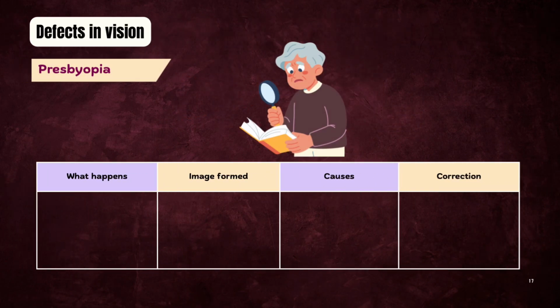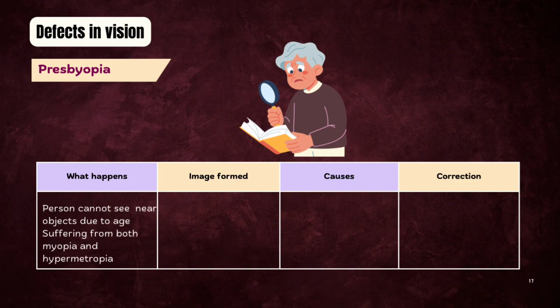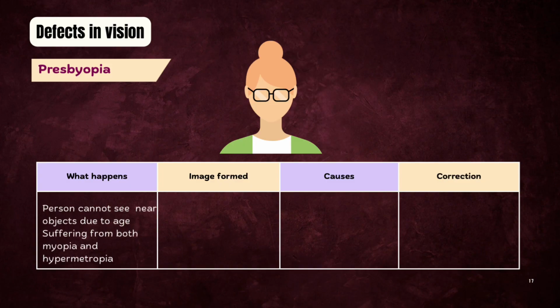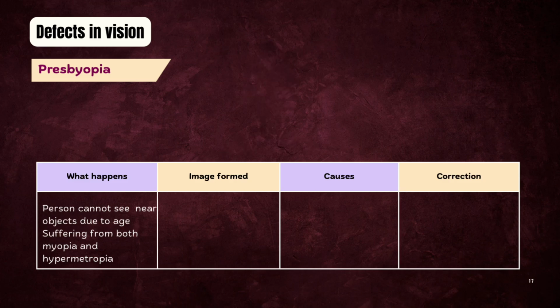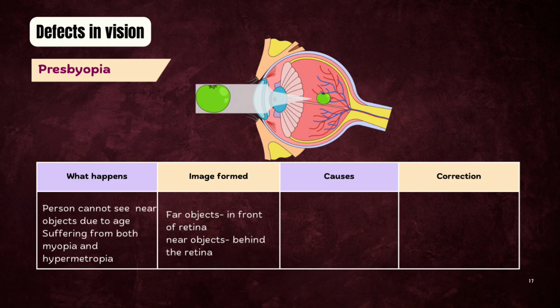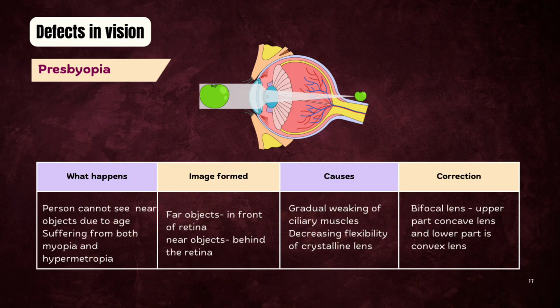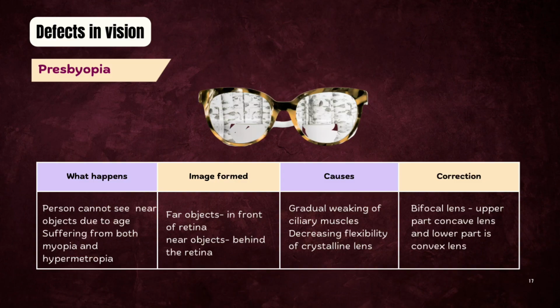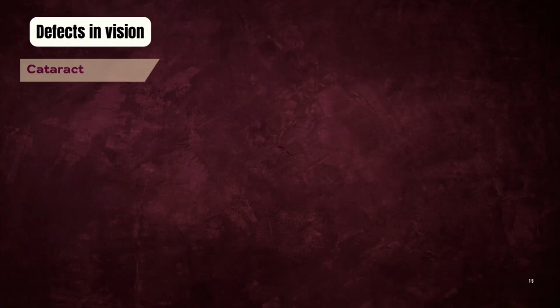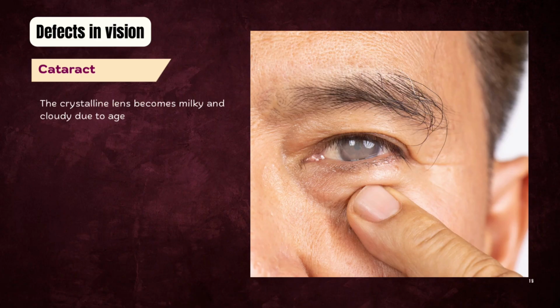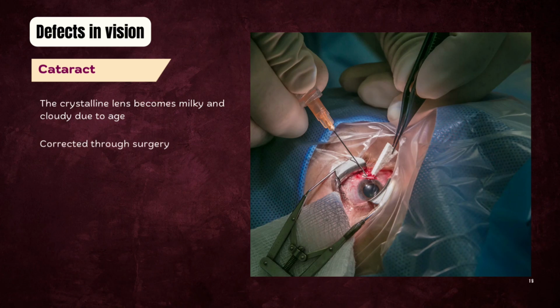Presbyopia: here a person cannot see nearby objects due to age and also could be suffering from both myopia and hypermetropia. For far away objects, the image would be in front of the retina, and for near objects, it would be behind the retina. Causes: gradual weakening of ciliary muscles. It decreases the flexibility of the crystalline lens. Correction: bifocal lens. The upper part is a concave lens and the lower part is a convex lens. Cataract: here, the crystalline lens of the person becomes cloudy due to age, and this is corrected through a surgery.